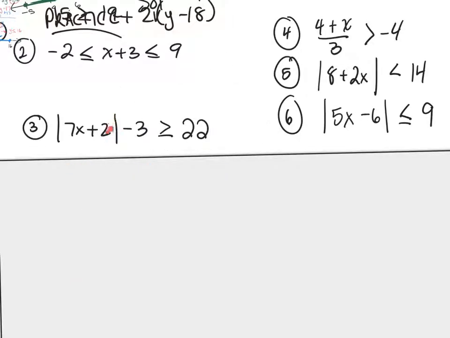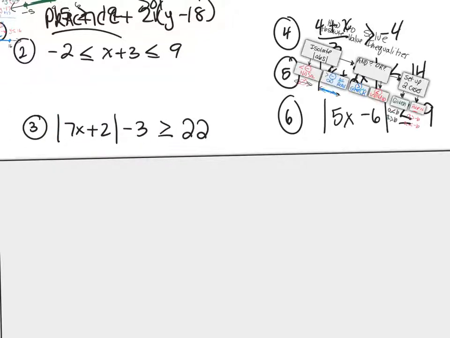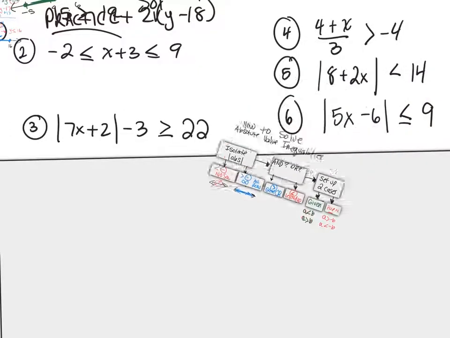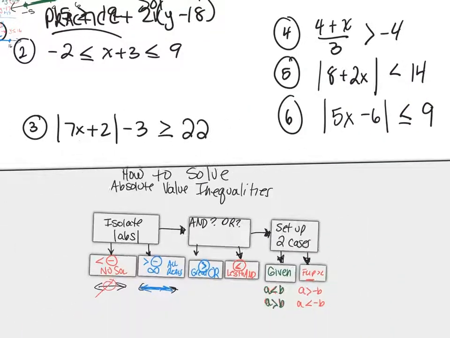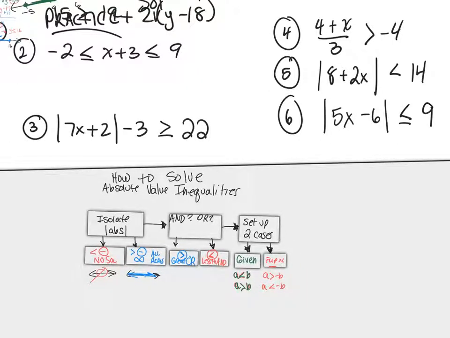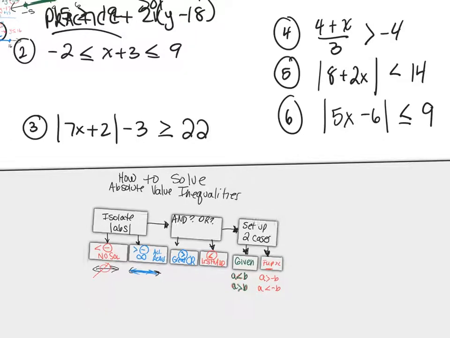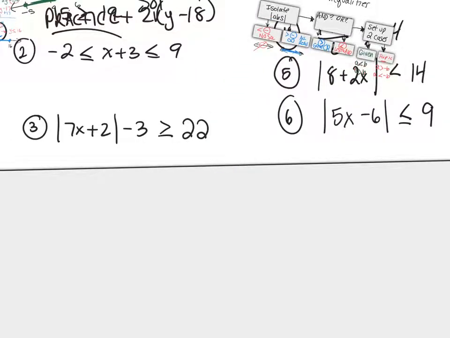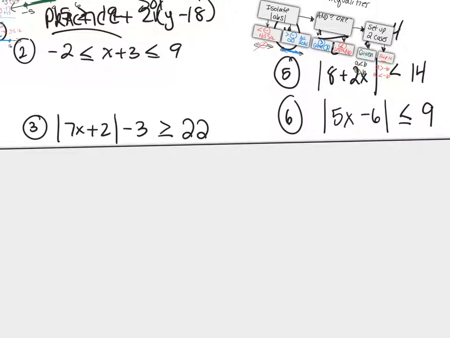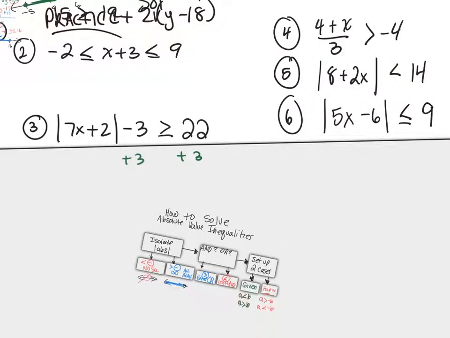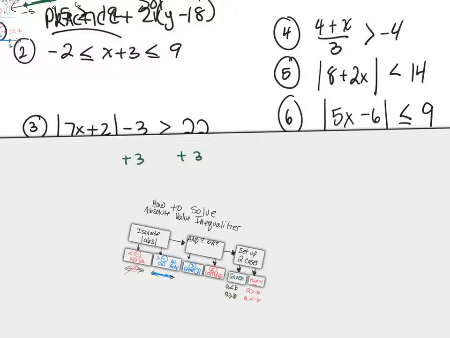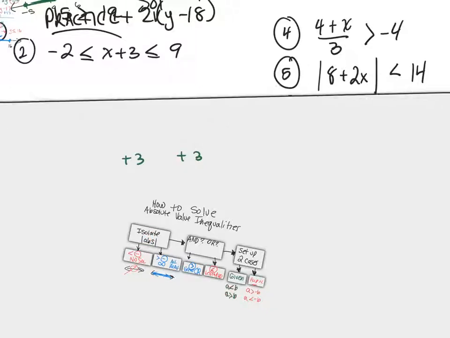For number 3, you notice that this is an absolute value inequality, which means you have to go through your entire whole steps of figuring out, first of all, is it isolated? No. Then move to the and or, then set up the two cases. As I heard some of you say, this guy is not isolated because you have that -3. So the first thing that you're going to do is what? Add 3 to both sides. And right now, all I'm doing is isolating the absolute value. That's the only thing I'm doing right now, that first step.